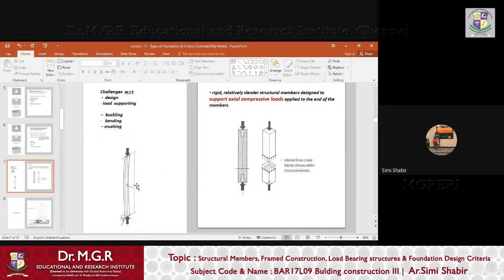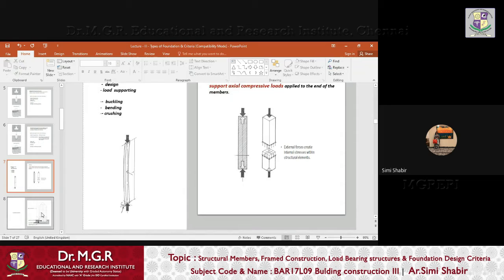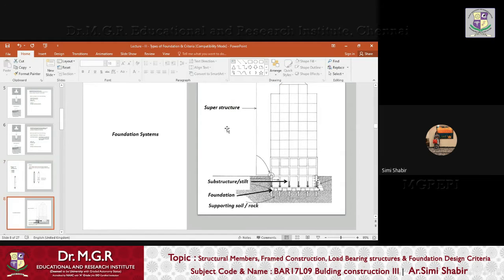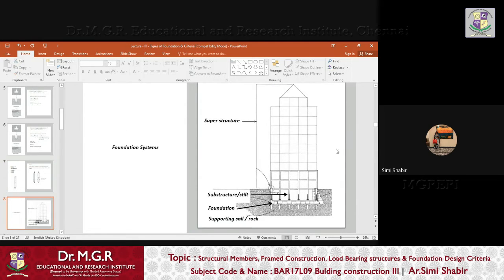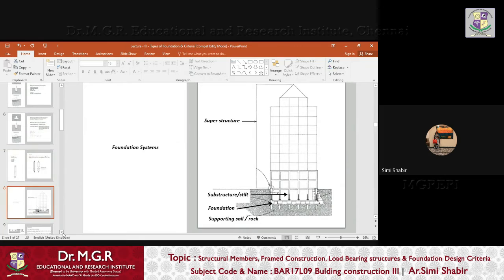So this is what happens when it comes to load support. There could be buckling, there could be bending, there could be crushing. So that is why column design is again essential. Foundation system, superstructure, substructure, foundation, and the supporting soil and the rock.